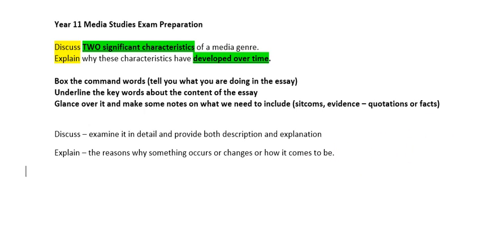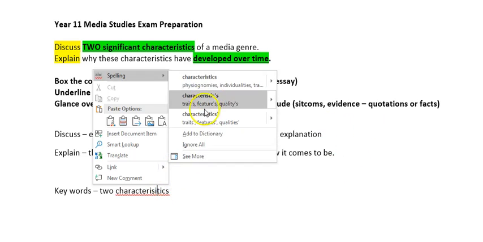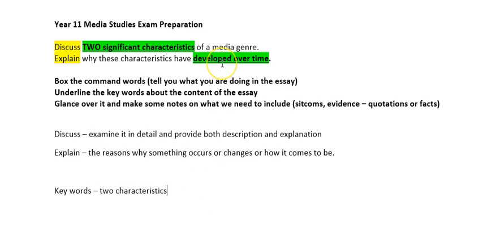Now we need to start thinking about, well, if we look at those keywords, we know we've got the 2 characteristics. Now we studied 8 of them. So one question might be, well, which characteristics are we going to choose? Well, that really depends on the second part of the question. The keywords here are talking about 2 characteristics that show us that sitcoms have changed over time.